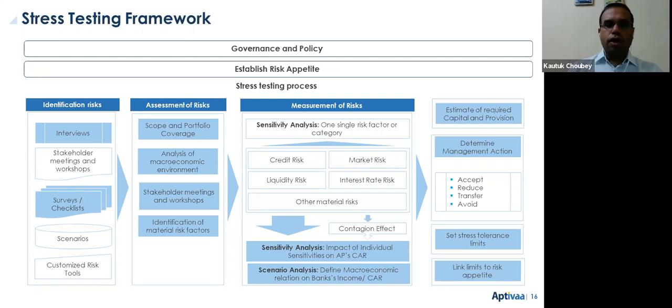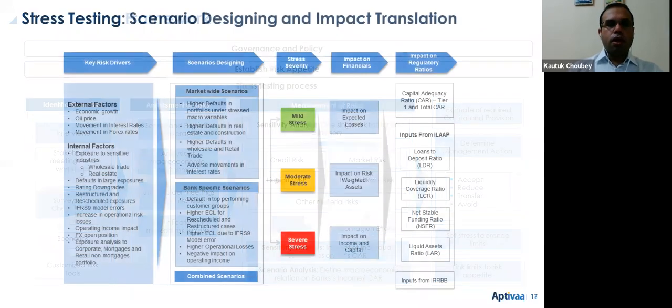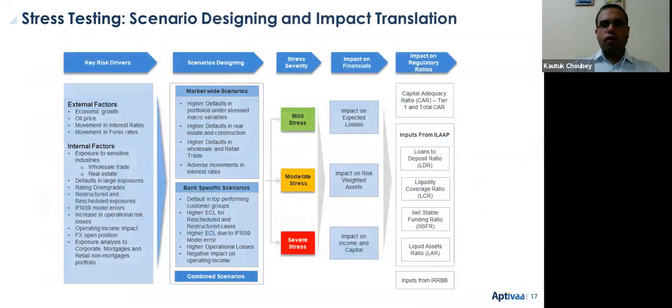So this is how the end-to-end stress testing process is undertaken, and the final outcome is that the bank has a revised view and a revised strategy for its growth and movement. And then as an outcome of this, the risk appetite and tolerance limits are revised, and also the limits are then in line with the most updated view of the bank. This is a quick overview of how the stress testing is undertaken in terms of the scenario designing and the impact translation.